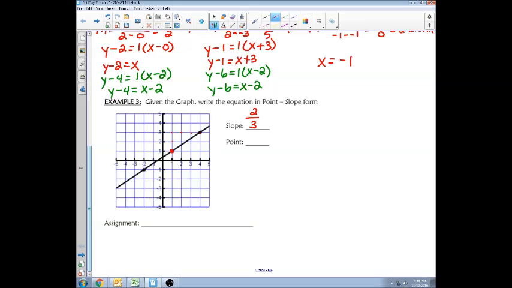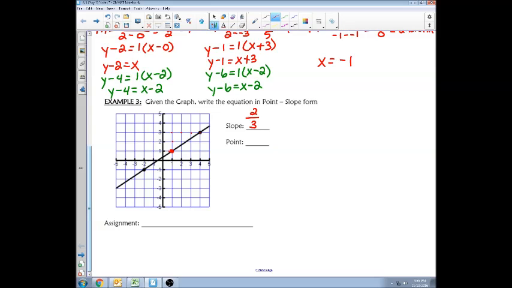Now, I do have 3 different points here. I'm going to use 3 different colors so that you can see, using 3 different points, how I can get 3 different point slope forms. They all mean the same thing, essentially.